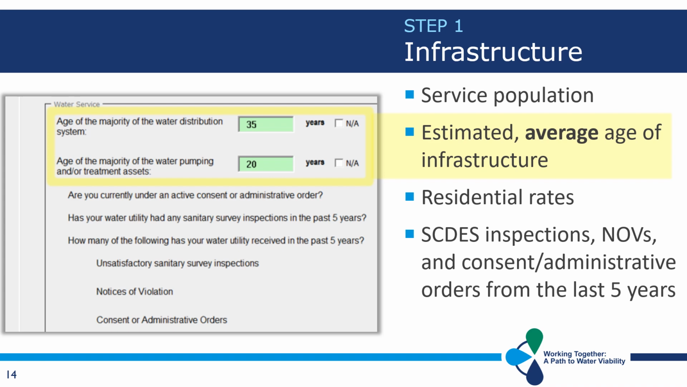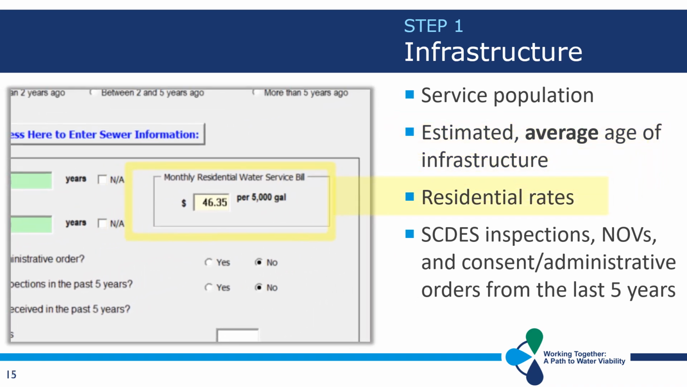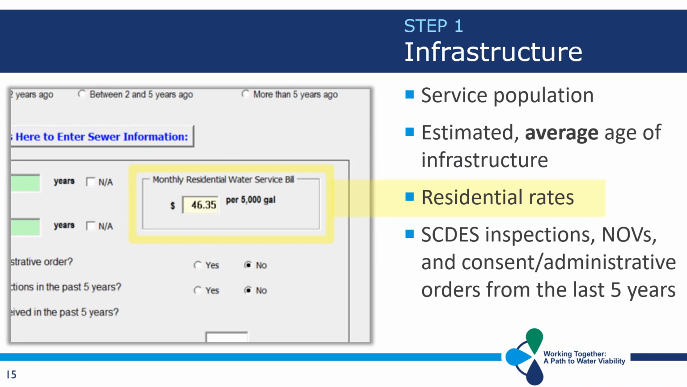You will also need to enter the monthly bill for a residential customer that uses 5,000 gallons of water. If your utility has different rates for different groups of residential customers, you should generally use the rates that are charged to the largest or core group of your customers. For a municipal system, those would be the customers that live inside the city or town limits.